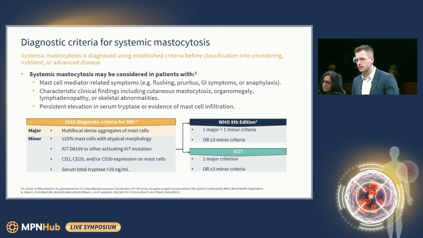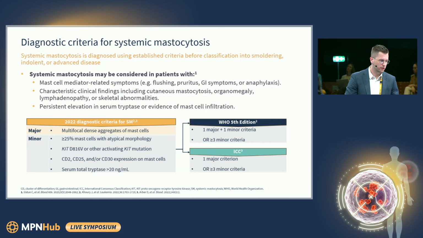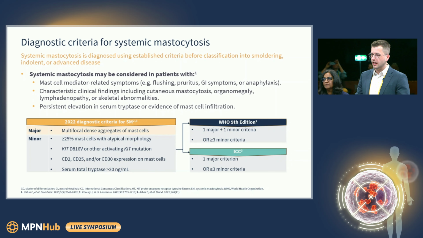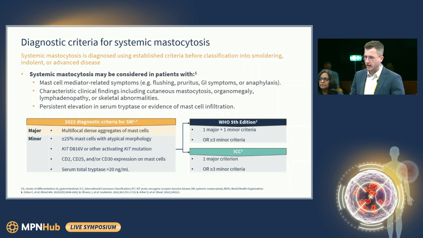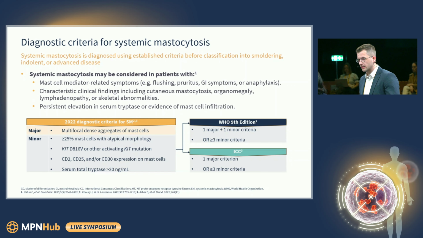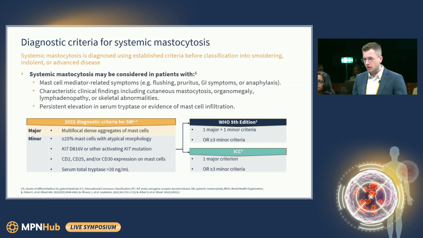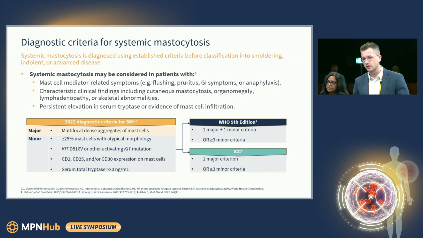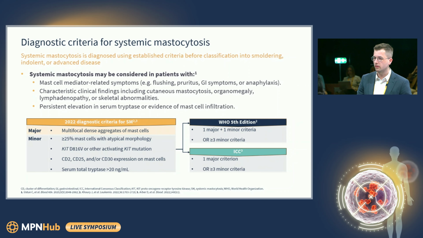But once you consider diagnosis of systemic mastocytosis, there are two different frameworks that help us to diagnose SM. And these are the WHO classification and then the ICC classification, and both differentiate between one major and four minor criteria. The major criterion is the multifocal dense aggregates of mast cells, and the four minor criteria include an atypical morphology of mast cells, a phenotypic driver mutation KIT D816V or any other activating KIT mutation such as H, Y, N, and an aberrant expression of CD2, CD25, and/or CD30 on mast cells, and tryptase levels of above 20.